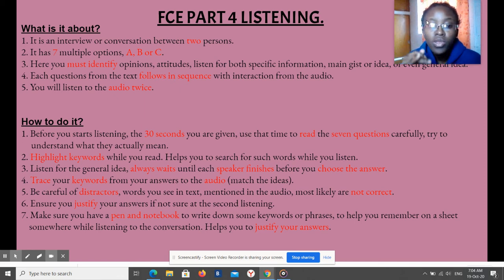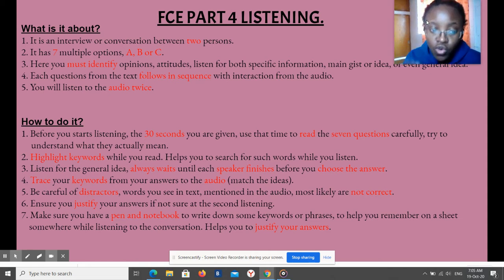Thirdly, when you listen, always wait until the speaker finishes before you choose your correct answer. How do you know your answer? You hear the synonyms of the option in the multiple options in the audio, not exactly the main words you see on the text. Most times, the main words you see on the text are called word distractors. That's number 5. Try not to follow that because most times they are very misleading and not correct.